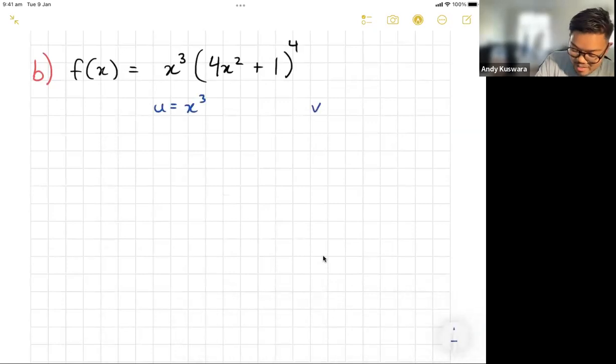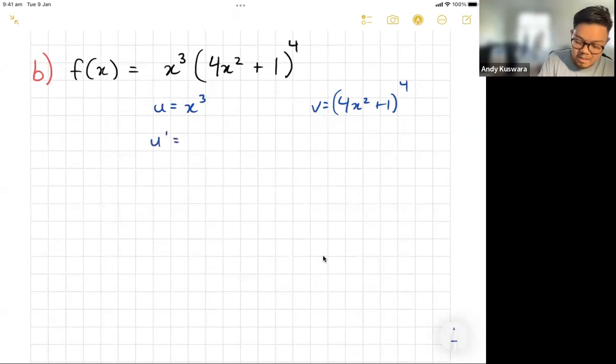All right, v equals (4x squared plus 1) to the power of 4. Last chance for you to pause it and try it on your own. Did you do it? I bet half of you didn't. I bet maybe three quarters of you didn't.